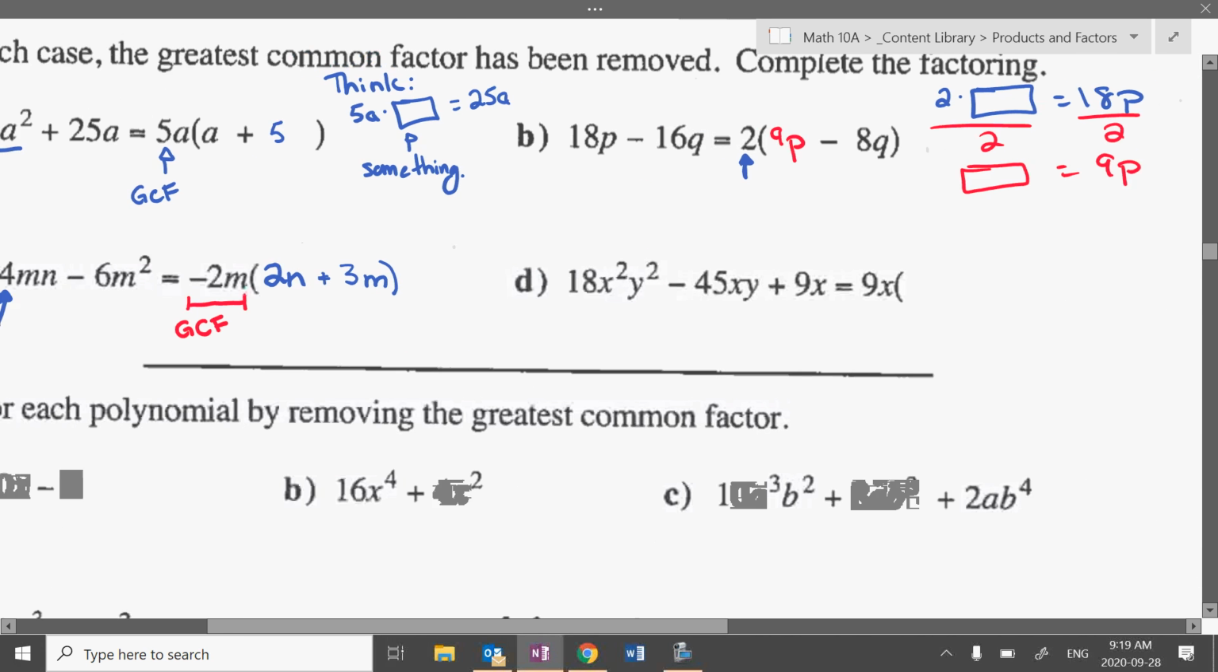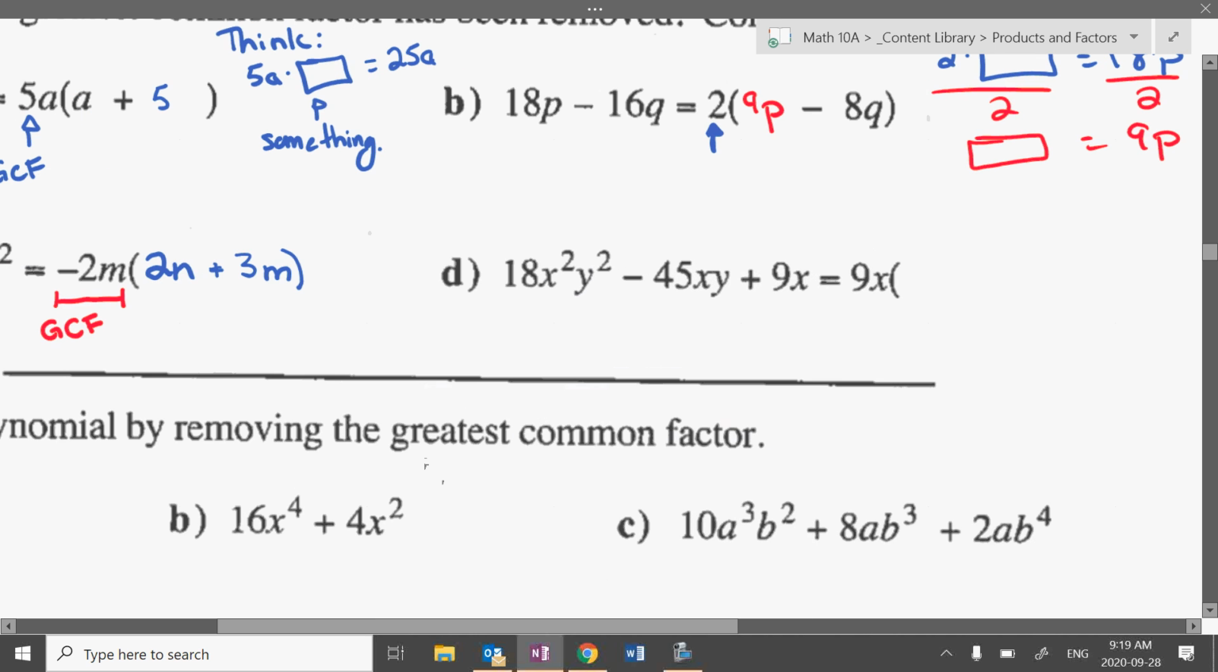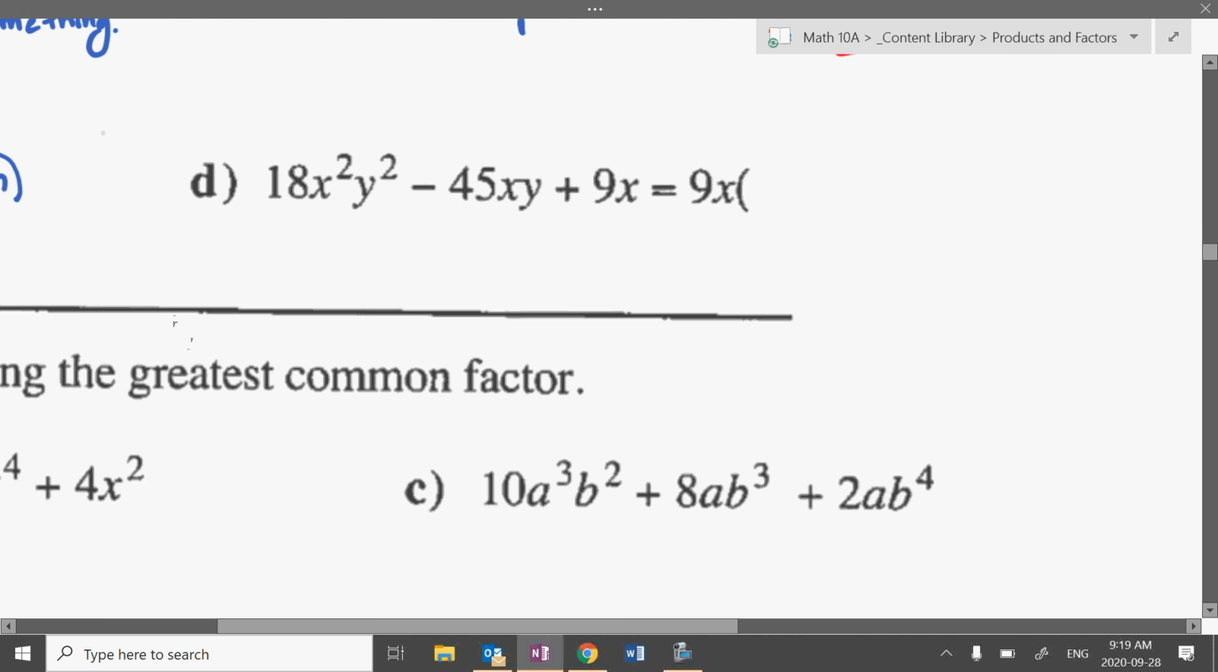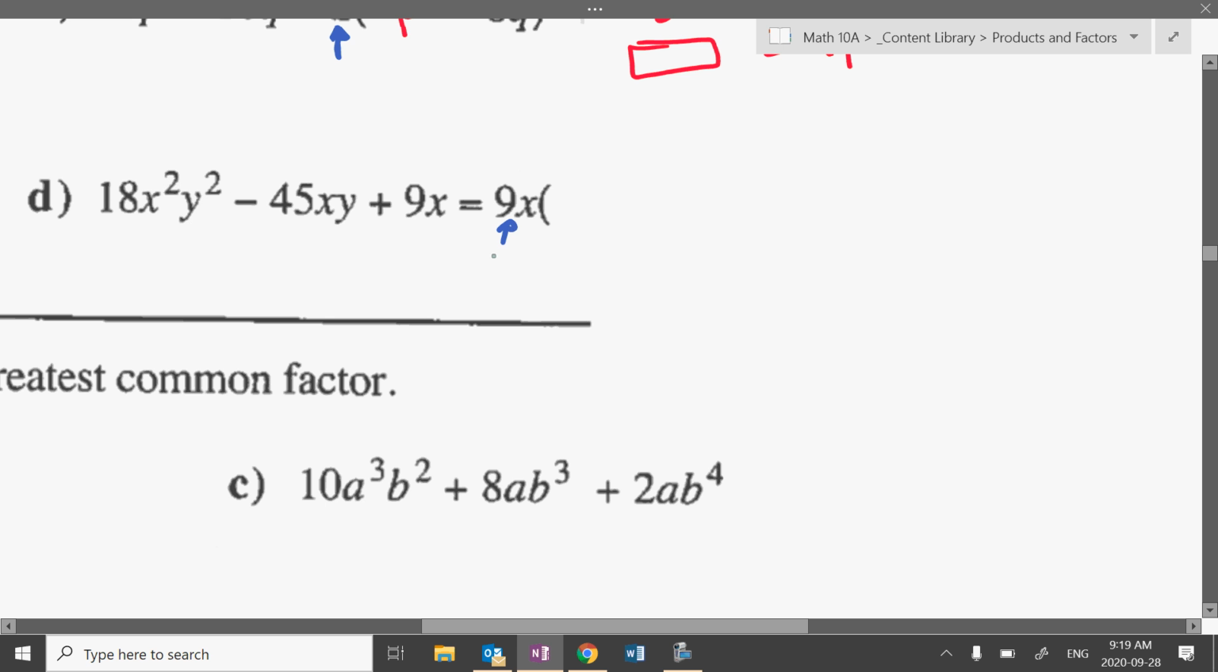Okay, this last one is a little bit intimidating. So they tell us 9x is our GCF. If I did this first term and I divide it by 9x, 18 divided by 9 gives me 2. X squared divided by x gives me an x. Y squared takes along. Second term, divide that by 9x. 45 divided by 9 gives me negative 5. I should have said negative 45 because that's the subtraction symbol. X divided by x, those cancel out. Y hangs out.